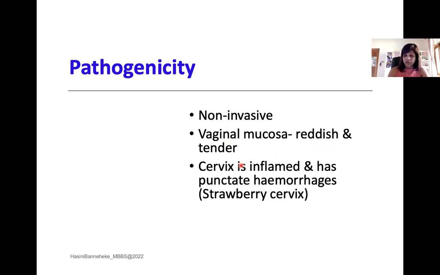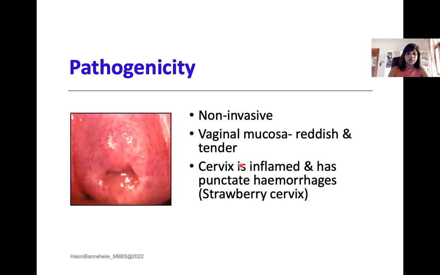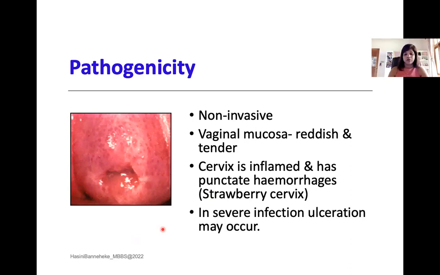And if it spreads to the cervix area, the cervix will also be inflamed and it will have punctate hemorrhages, which gives the strawberry cervix appearance. Here you can see that it has a bit of a strawberry type of look of the cervix. I hope you know what the cervix is because you have done your anatomy, even though you may not have done gynecology by now. In severe infection, of course, ulceration can occur.